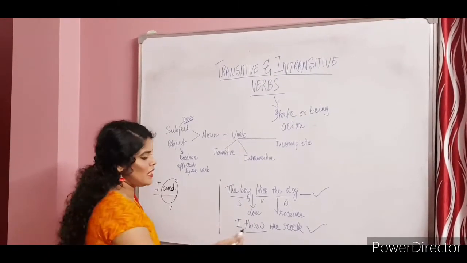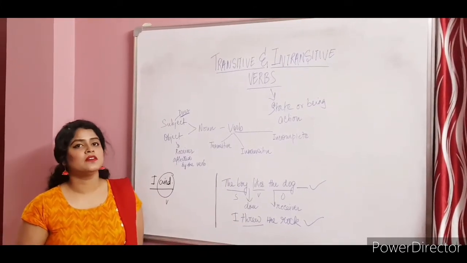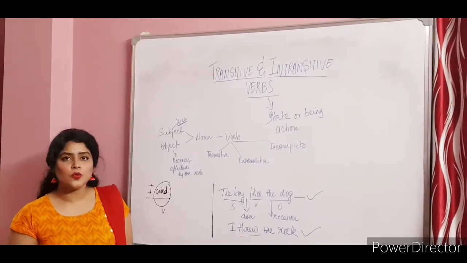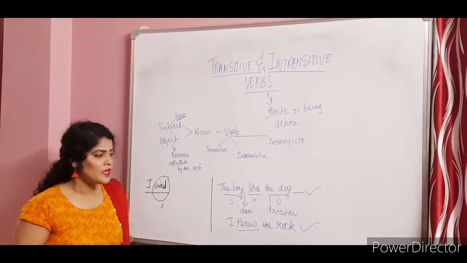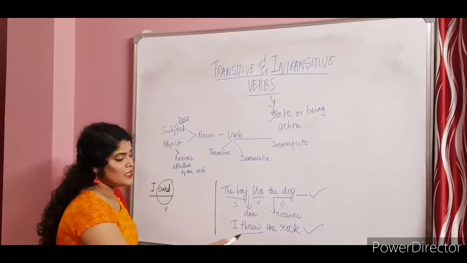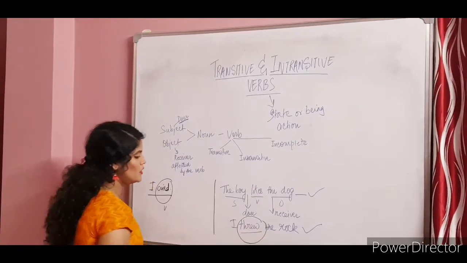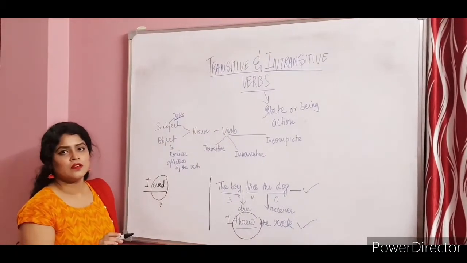Like in this one, I threw, it will have to mean that you threw something. What did you throw? What was it? We will ask questions like these. Now, in this case, an object is needed to complete the meaning of this verb. But here, you don't need any object to complete the meaning.